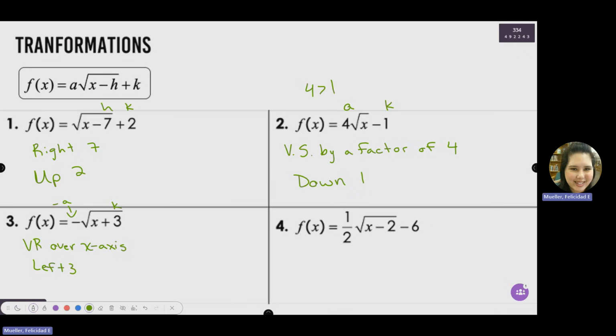On 4, I have an A, H, K, so we have A, H, and K. So A is 1/2. 1/2 is less than 1. So we're going to have a vertical compression by a factor of 1/2. We have -2, which means to go right 2. And then we have -6, which means to go down 6. Go ahead and check your work. Again, as always, pause if needed.